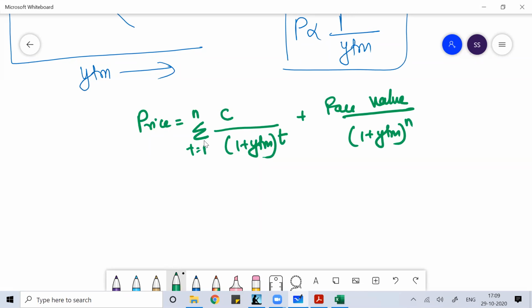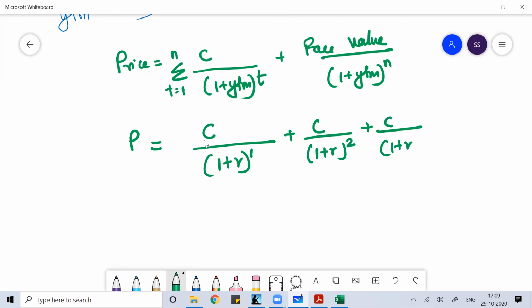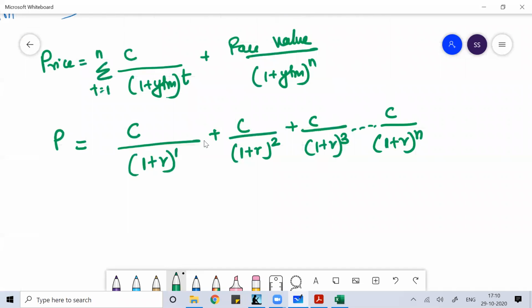So this is the formula we see for the price of the debt instrument. Here in this formula, let me write price as P, coupon as C, and YTM as R. So I can write this as: coupon divided by (1 plus R percent) to the power 1, plus coupon divided by (1 plus R percent) to the power 2, plus coupon divided by (1 plus R percent) to the power 3, and so on, up to coupon divided by (1 plus R percent) to the power n, plus face value divided by (1 plus R percent) to the power n.